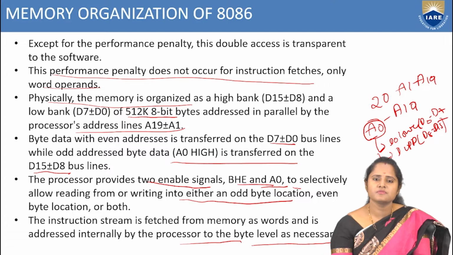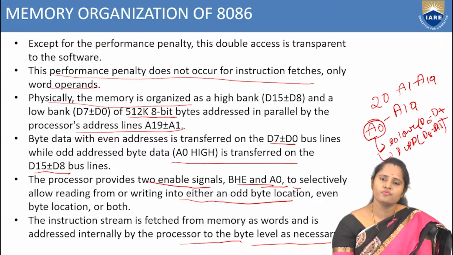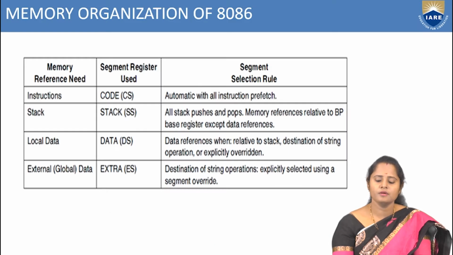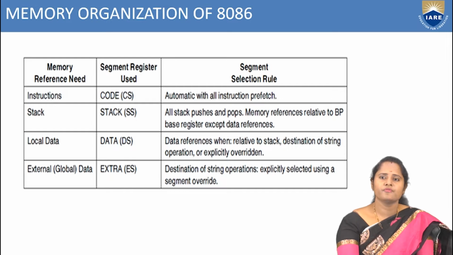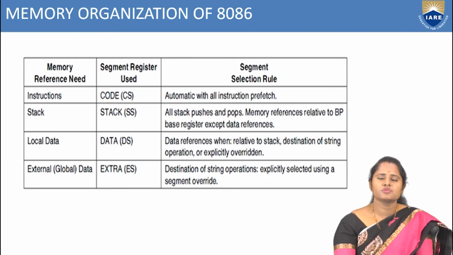The instructions are fetched in terms of words. Here you can see the memory references, the segment register used, and the segment selection rule. So how is the data taken? Here you have an instruction. For instructions, we use the code segment, which is denoted as CS. Automatically, all the instructions are prefetched. So depending upon the segment, how the instructions are taken is defined in this table.